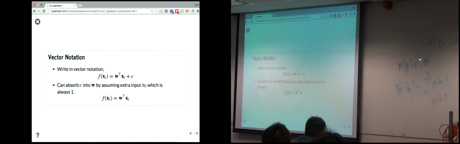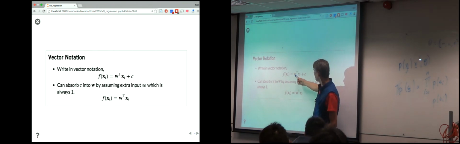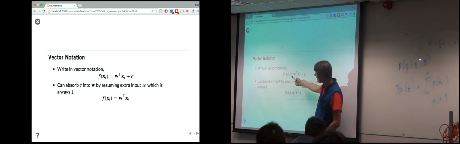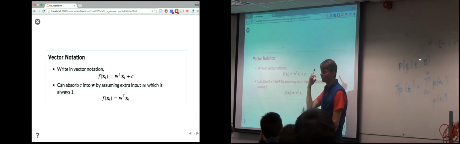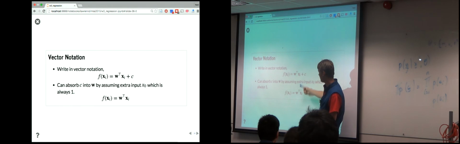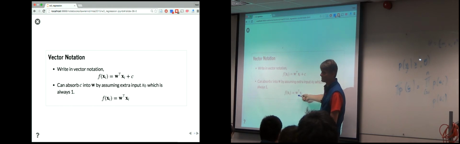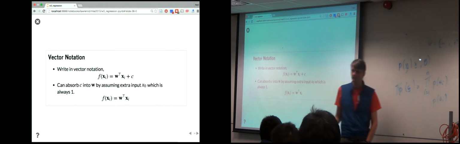Now, that sum is kind of ugly. It's an inner product, and I prefer, I don't like the sum sign. I like the sum sign sometimes, but for this case, I prefer to use this notation. And in fact, I prefer to absorb c by always assuming you have this extra input x0, which is 1. So rather than have this c hanging around, I can just assume that I've got an input x0. Maybe algorithmically I don't do that, but mathematically I do. So this is just the same thing, but written in a vector form.